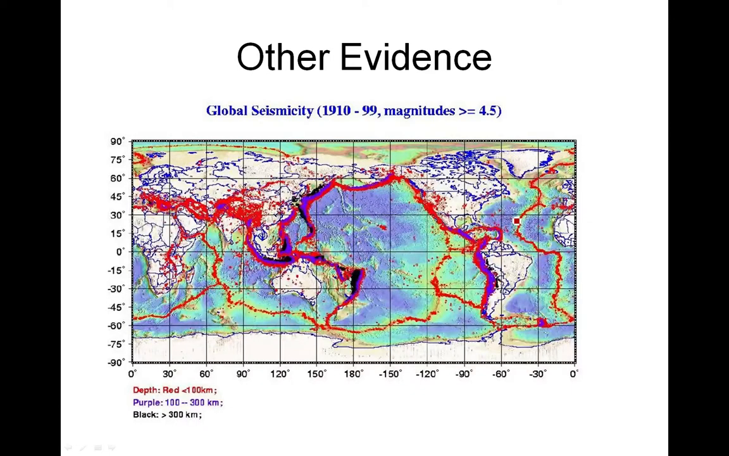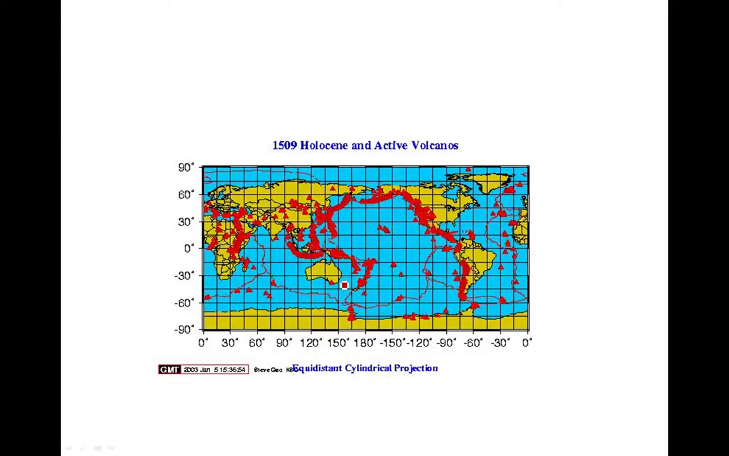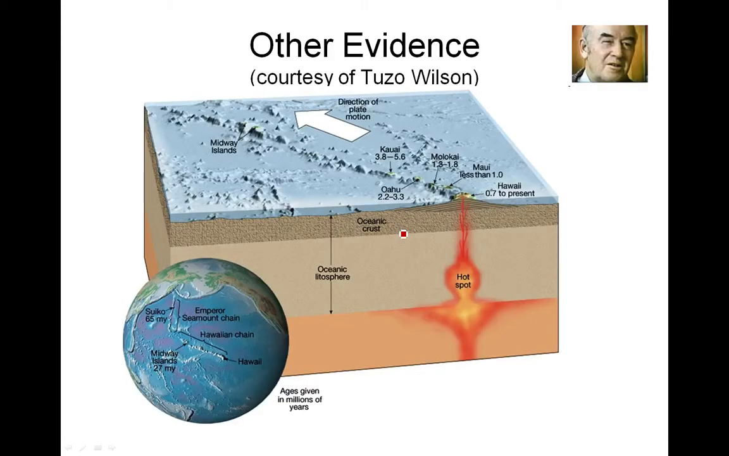We can use earthquakes. So here's a plotting of earthquakes like we've been doing in class on the map. And we see these earthquakes outline big pieces of Earth, big pieces of the lithosphere. Volcanoes, same thing. The volcanoes outline these plates of lithosphere. Tuzo Wilson had another piece of evidence for these plates that are moving, the Hawaiian Islands.